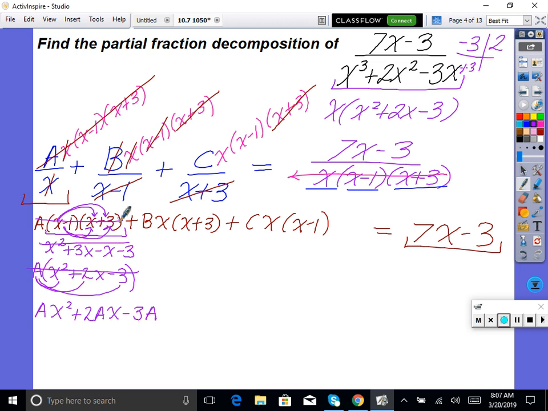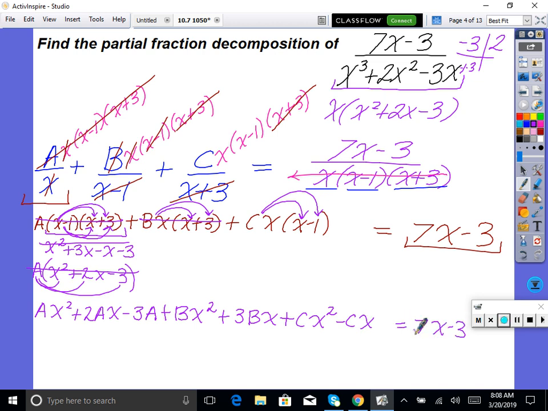Let's move on. Let's distribute out this one. Bx times x, so plus bx squared. Bx times 3 is plus 3bx. Now I've taken care of all my bx's. Cx times x, plus cx squared. Cx times negative 1 is negative cx. And we need that in the end to equal 7x minus 3. So we ignore that side for now.